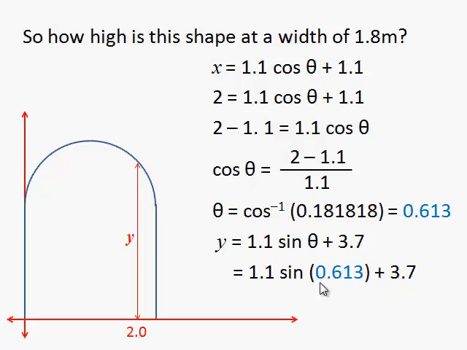0.613 is going to yield our y of 4.33, and so that makes the arch 4.33 meters high at that point, which is fortunately the same as we got when we solved it the other way. And that's in general how you solve by parametric equations. You solve either for the x or the y depending on which one you're given, and then you put that back in and you get your answer.